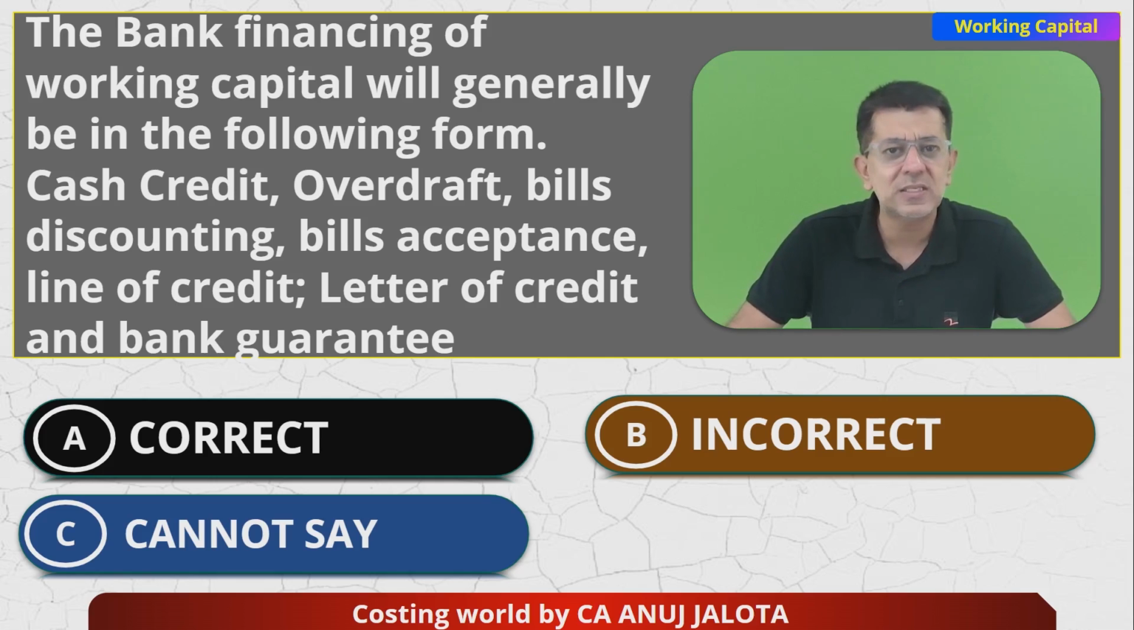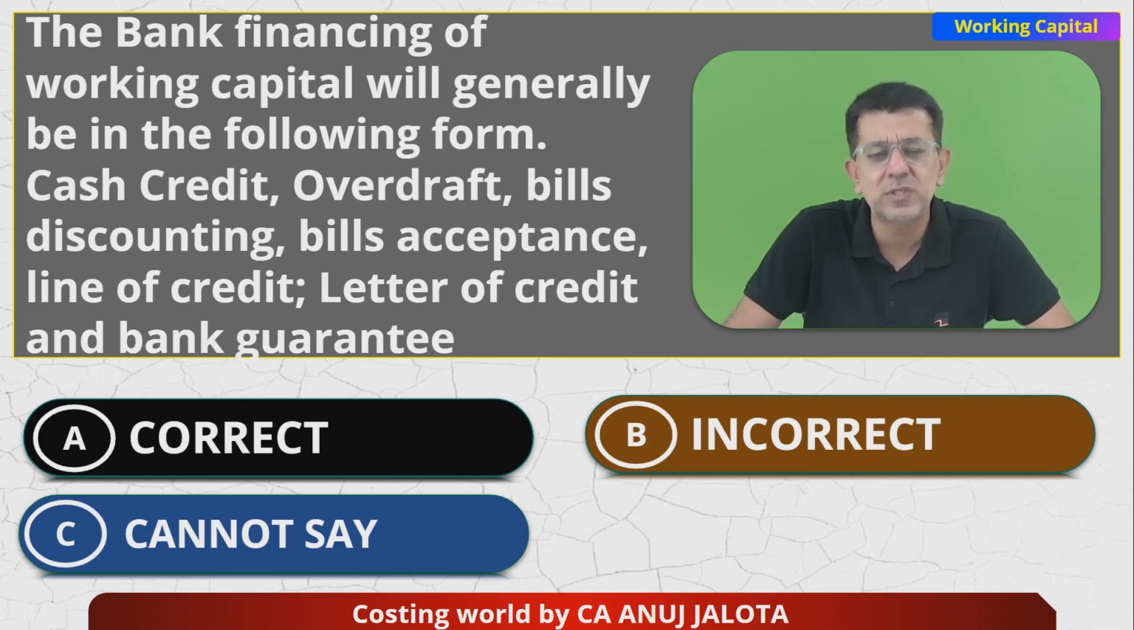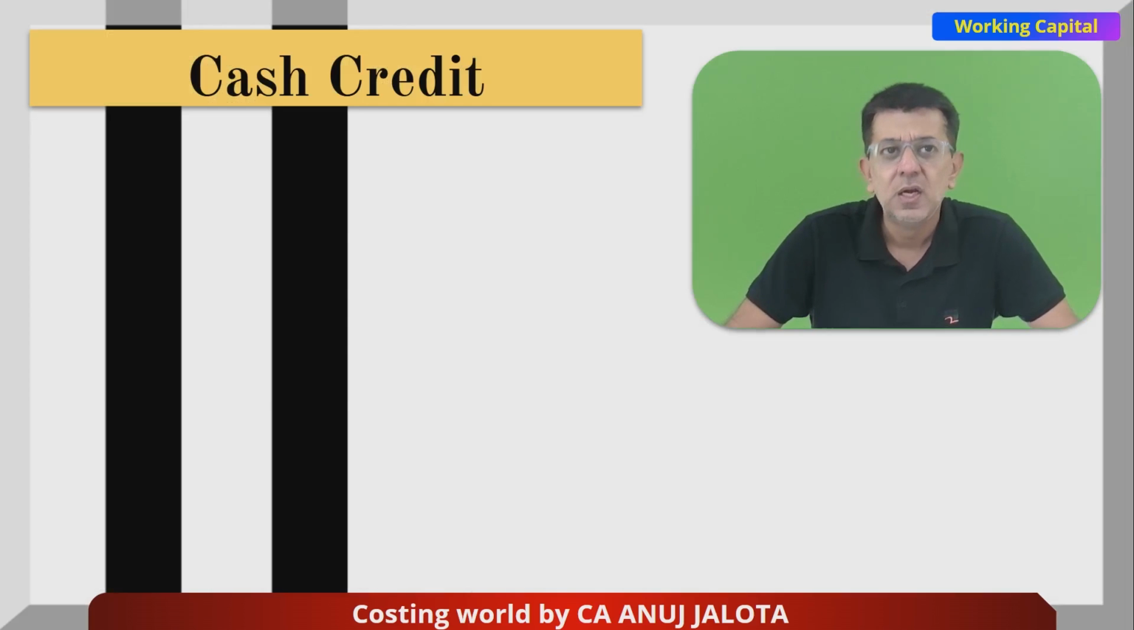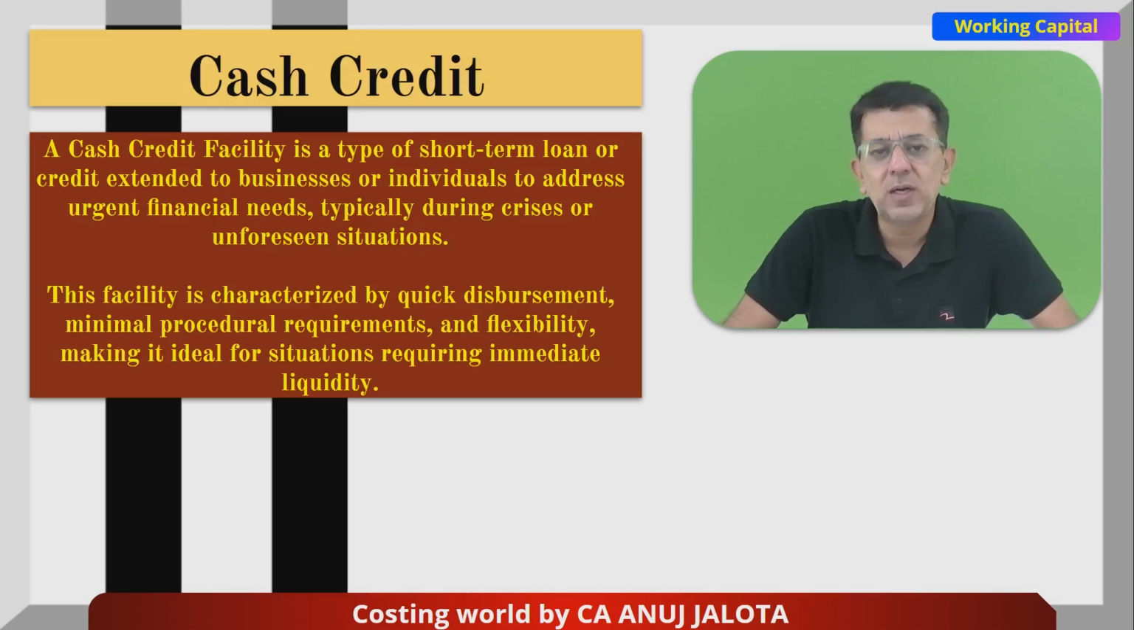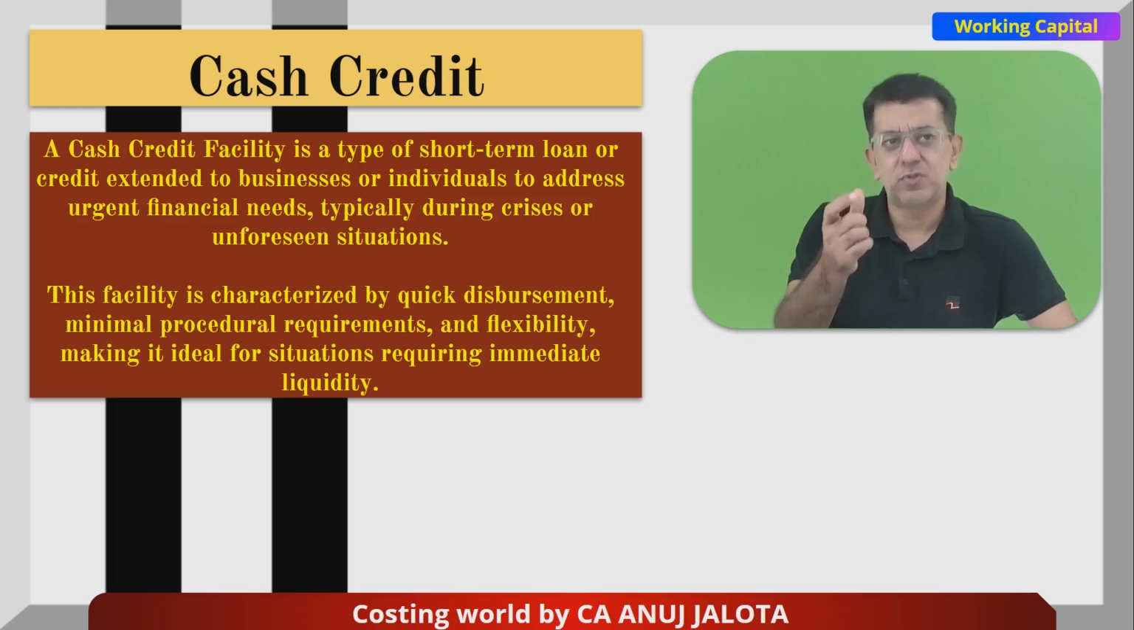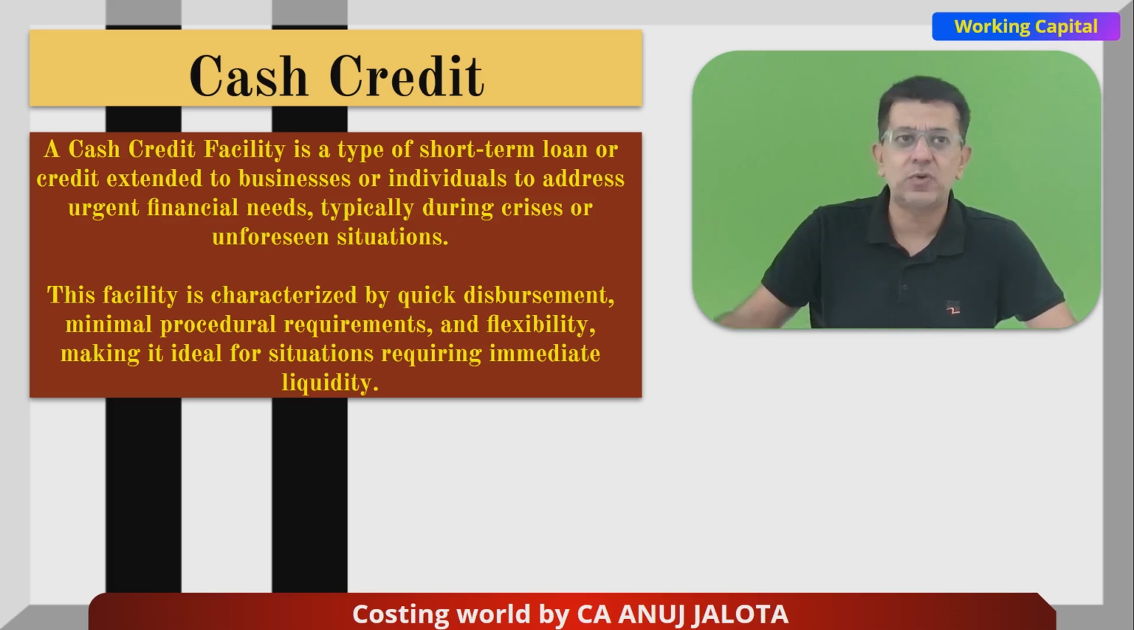Most of these things come on the liability side, in your current liabilities. Let me explain. We'll start with cash credits. So what is cash credit actually? It's a short-term loan that the bank gives you, as it is there on the screen at this time.